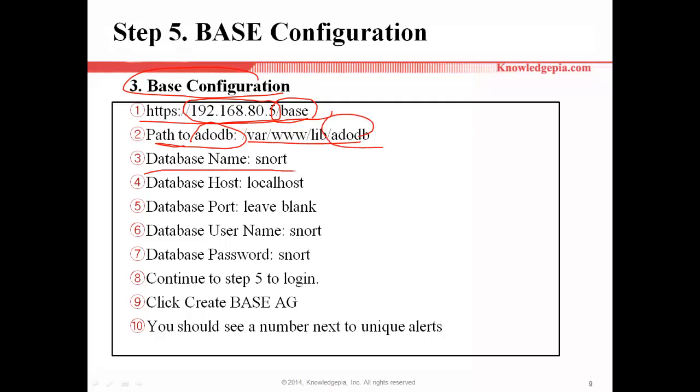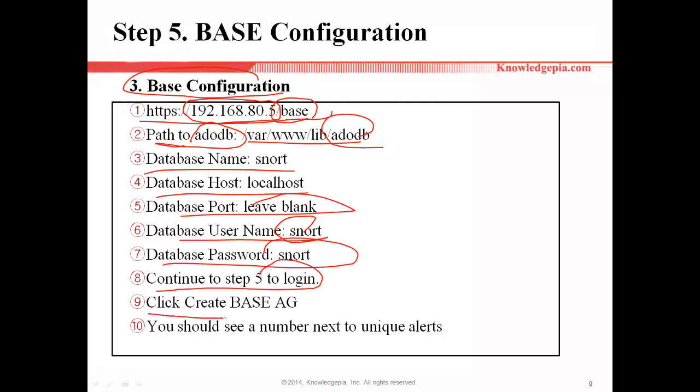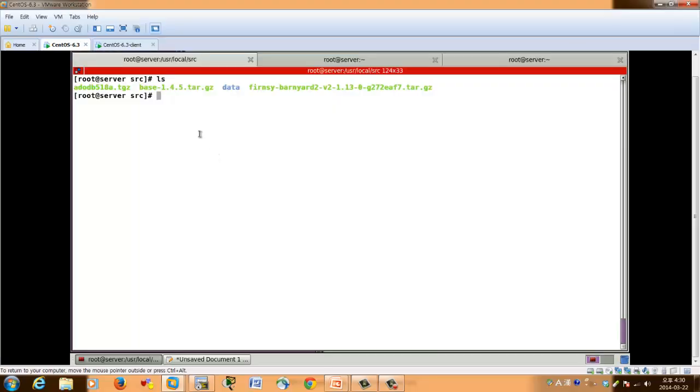The database name, host name and port, just leave blank. The database user, in my case, I will use snort, and the password is also snort. After that, continue to step 5 to log in like this, and click create BASE. Now you can see the number of unique alerts, if you have any. Okay, then let's test this.